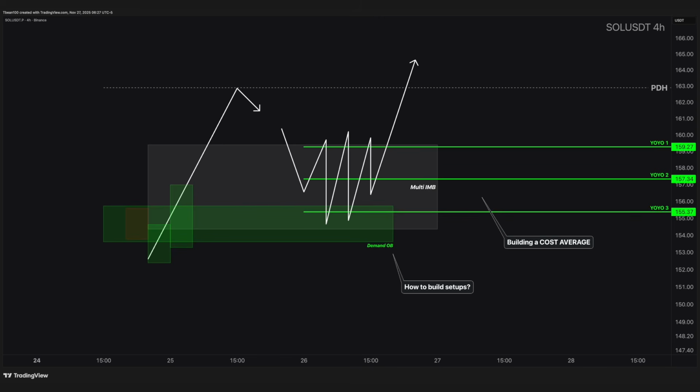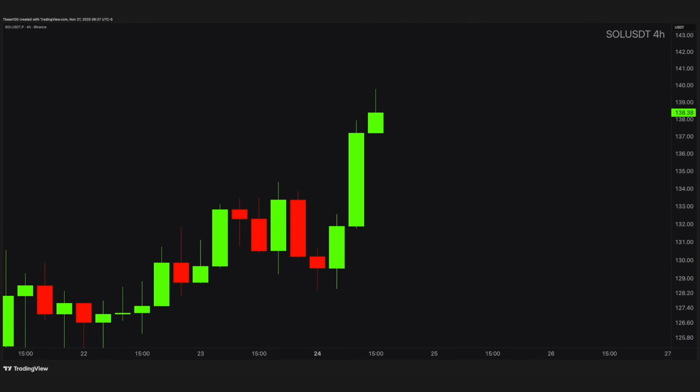But the good part is you don't have to sit and wait for the perfect moment anymore because you're entering slowly and steadily. Let's check out everything in real time and see how we can actually build these positions.